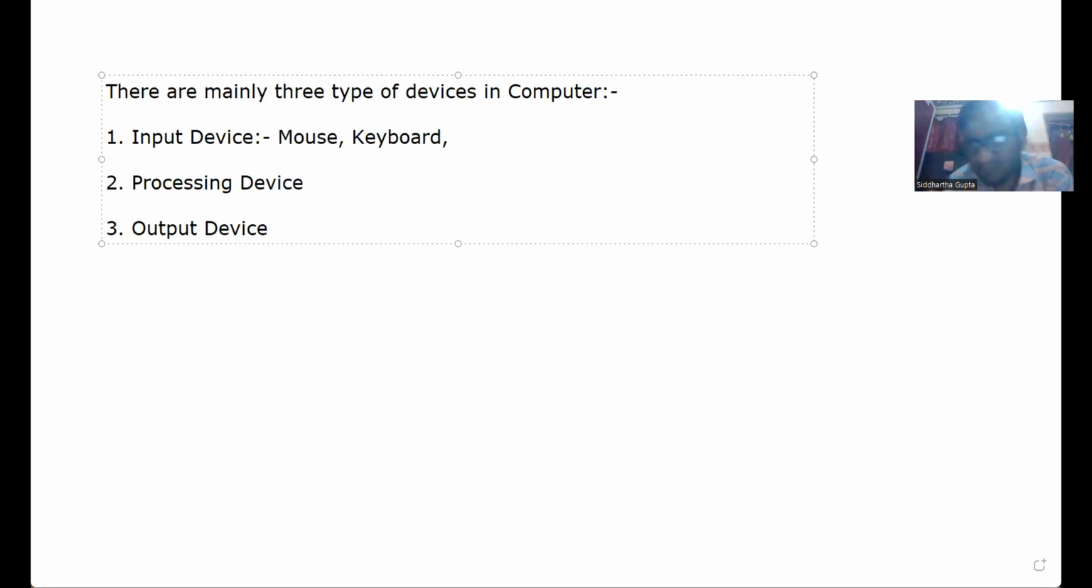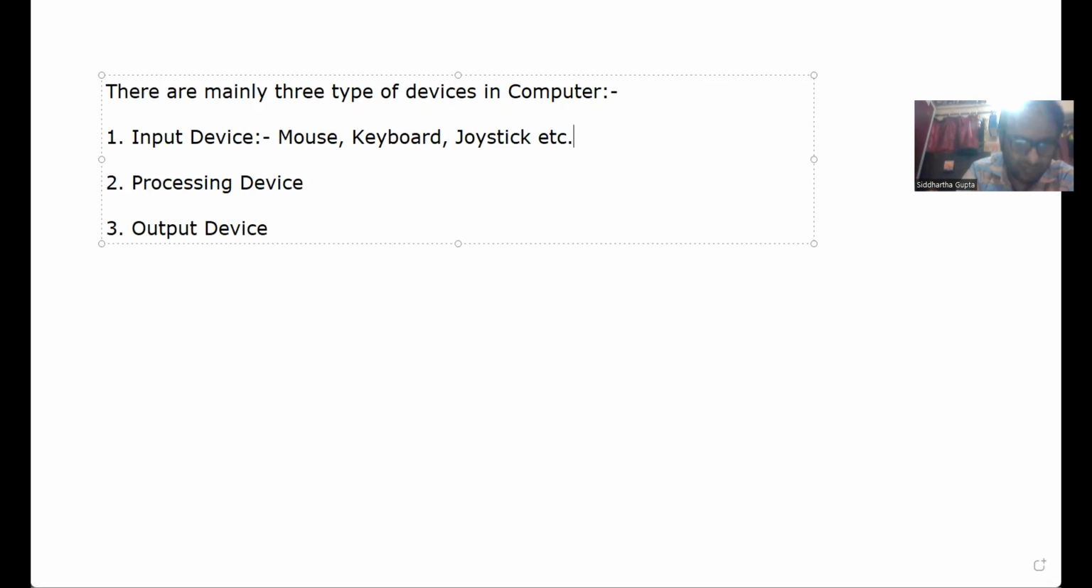Or you can say that joystick. So all these are considered as the input devices. There are many more input devices also. These are the basic input devices which are used to feed the information into the computer system. So I hope you get this point.